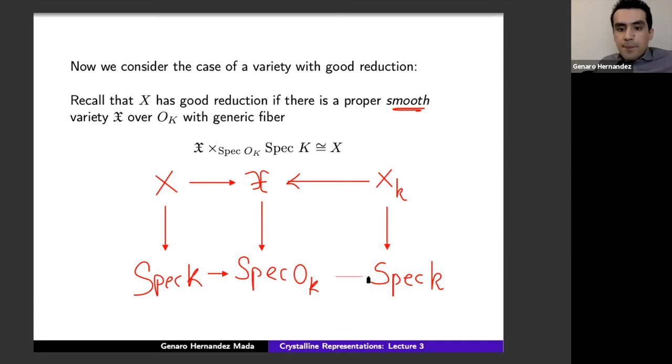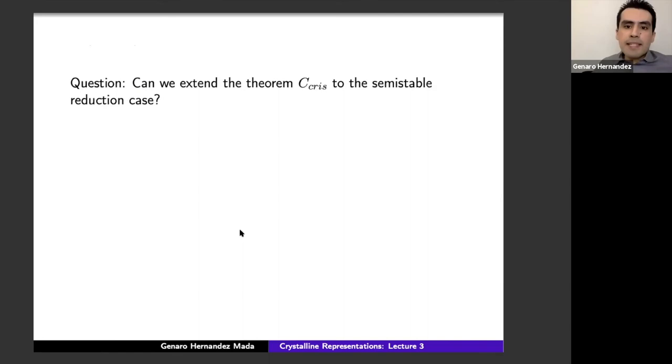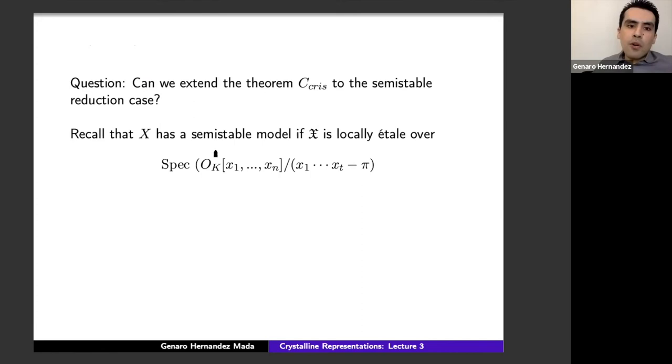But now what happens when this is not smooth? So this one will not be necessarily smooth. And so we cannot use, in general, crystalline cohomology, right? So we are going to focus on one special case, which is the semistable reduction case. The semistable reduction case means that the model is locally étale over this right here. So we have here like this.